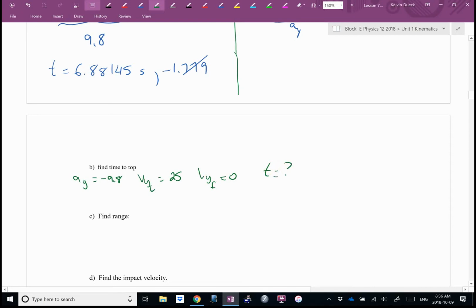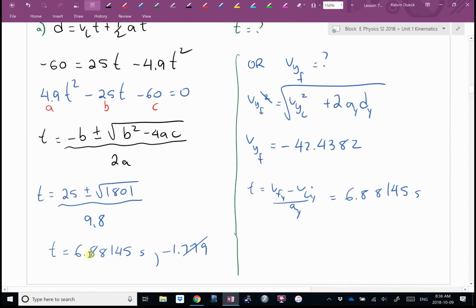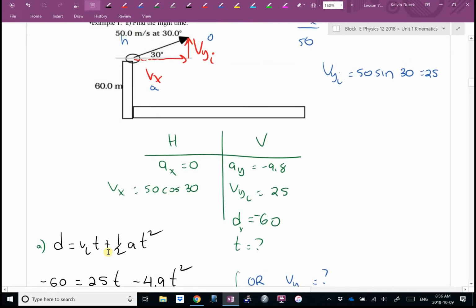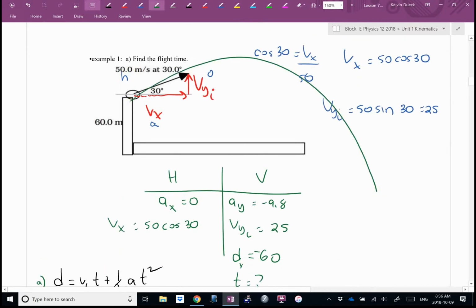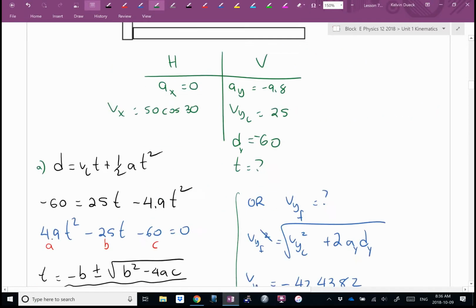This isn't too bad, and that's why I didn't leave you much room to solve that, because we don't need to bring out a quadratic equation. Could I just take this time here, 6.88145, and divide by 2? Wouldn't I be at the top halfway? Only if I was starting on the ground and ending up on the ground. Here, the projectile path that I'm tracing is going to look like this. I'm going to be falling down for way longer than I'm going to be going up. And so I unfortunately can't just use that shortcut.